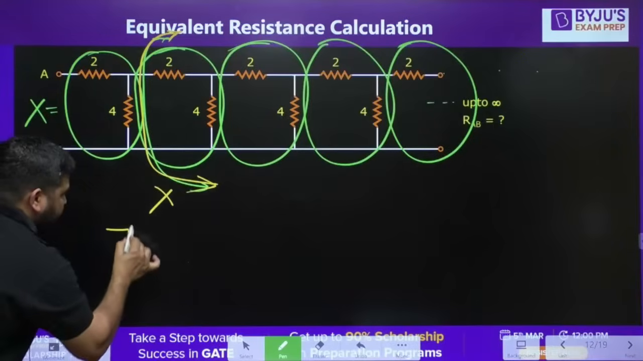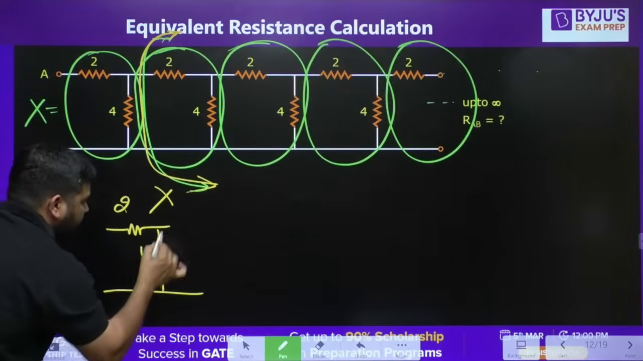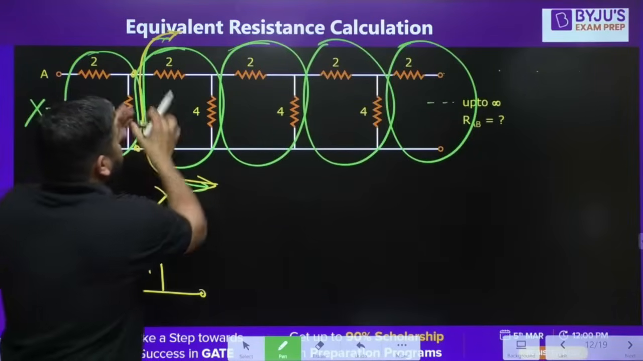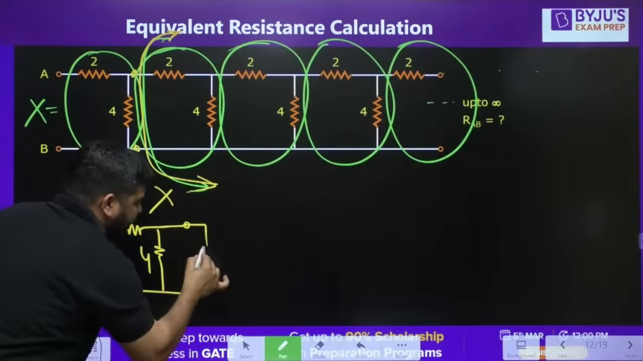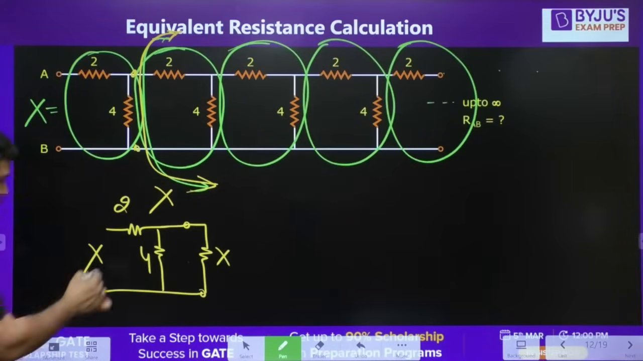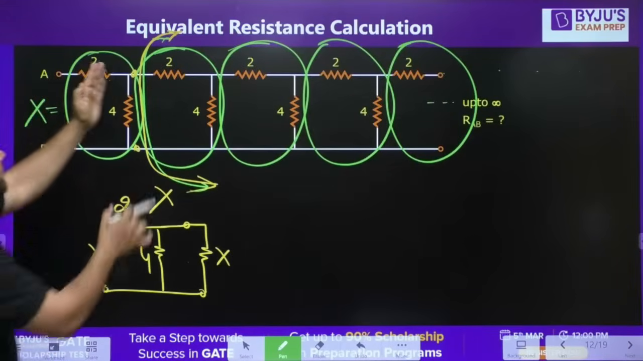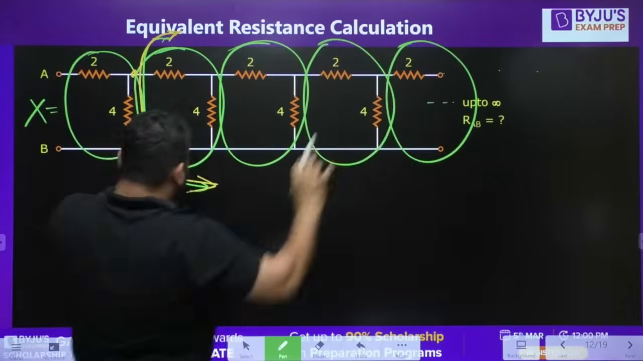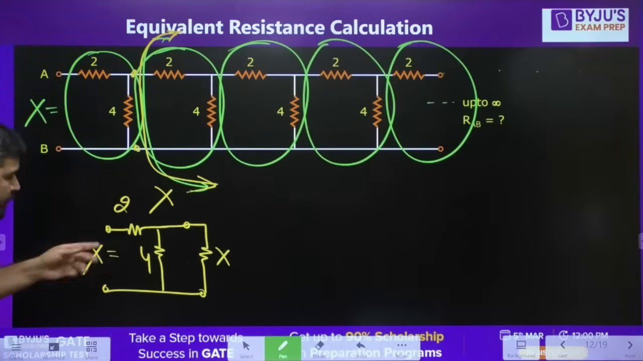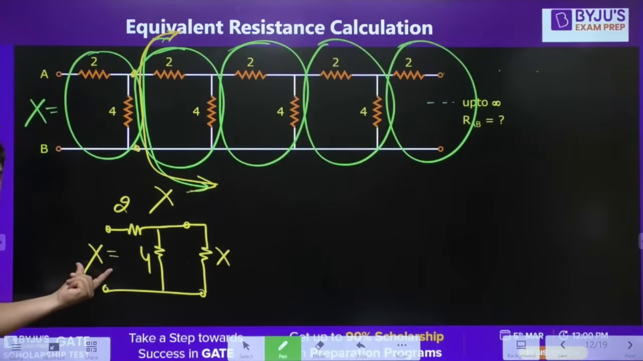So the new circuit will be: this is 2, this is 4. From these 2 points, this is the infinite ladder with equivalent resistance X, and the total resistance has to be X because we have assumed that the total resistance is X. So now you can calculate the series-parallel combination and equate it to X, and then calculate the X value.